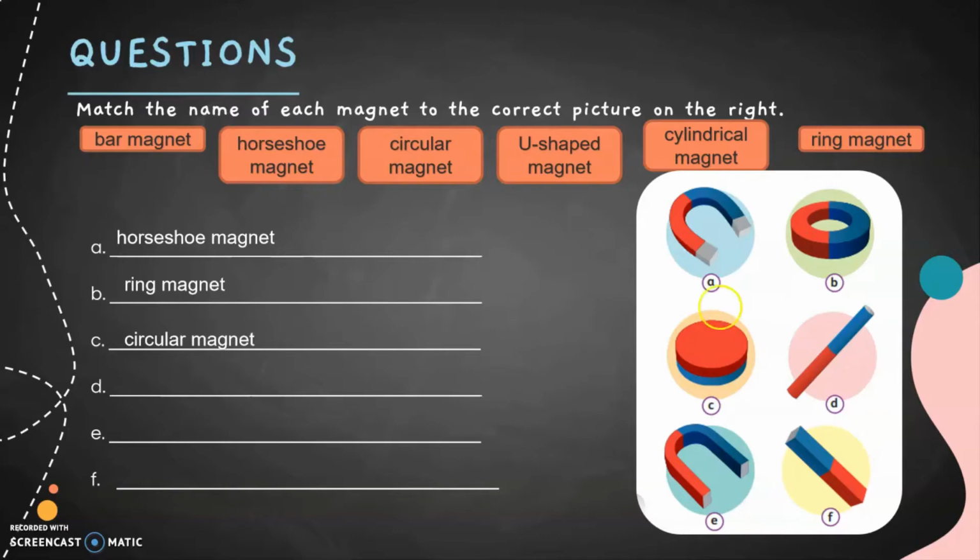And then D. Yes, cylindrical magnet. And E? U-shaped magnet. Good. And then F? Yes, bar magnet. Okay, finished. You can write it down in your book.